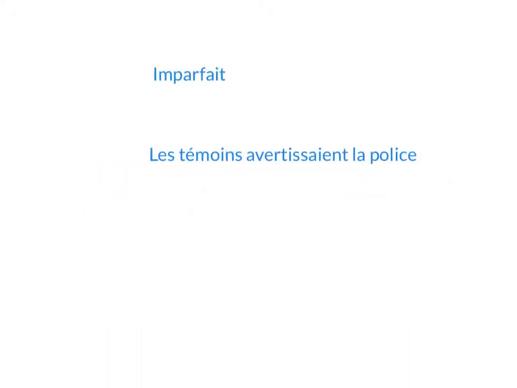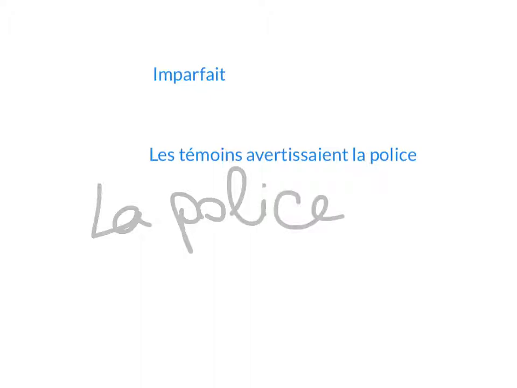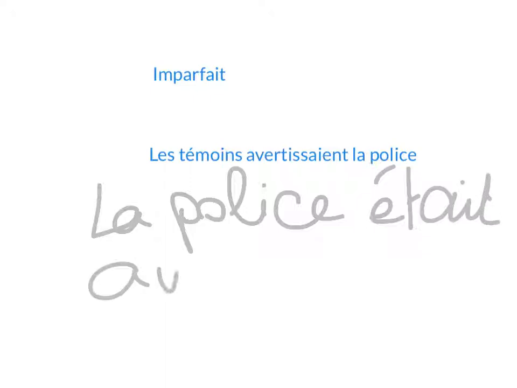Let's have a look at the imperfect, l'imparfait, this time. Same sentence again, still in the active. My main verb is in the imperfect, so you need to put your être into the imperfect. Again, start thinking about it. And we start with la police. Être in the imperfect is était. And then the past participle of the verb avertir. And again, I still need to make the agreement because I've got an être.